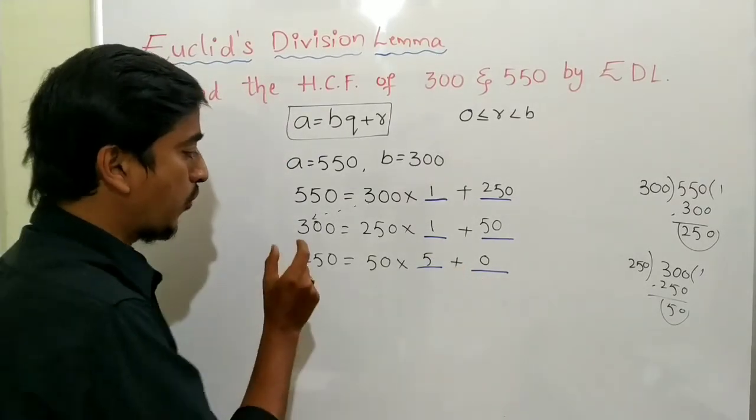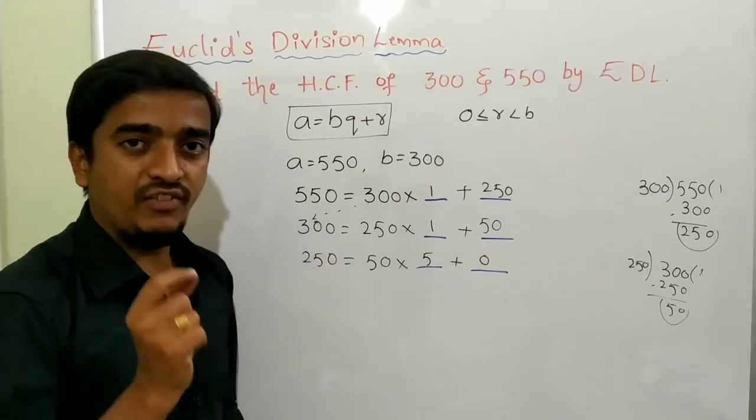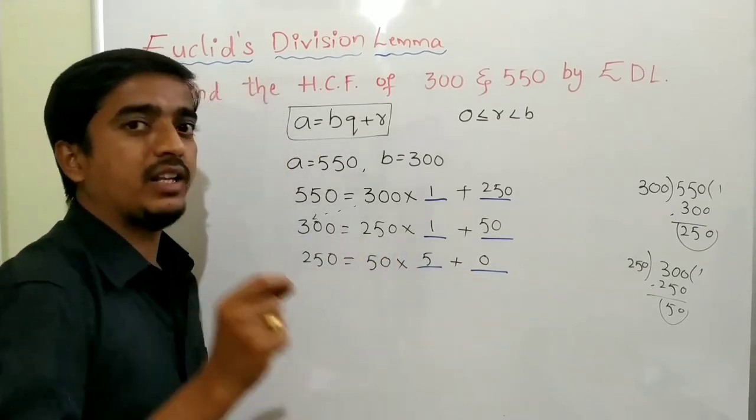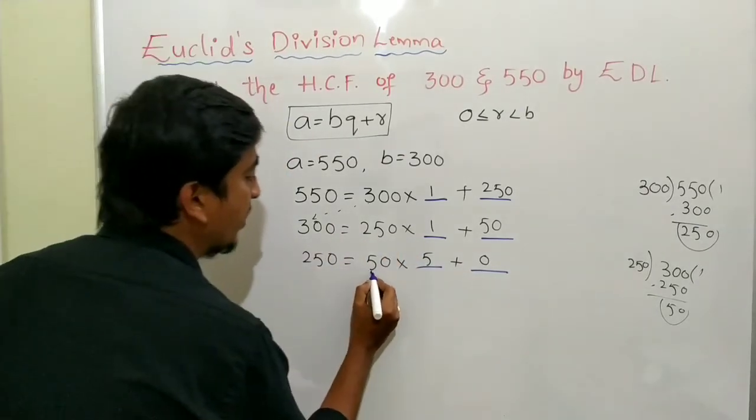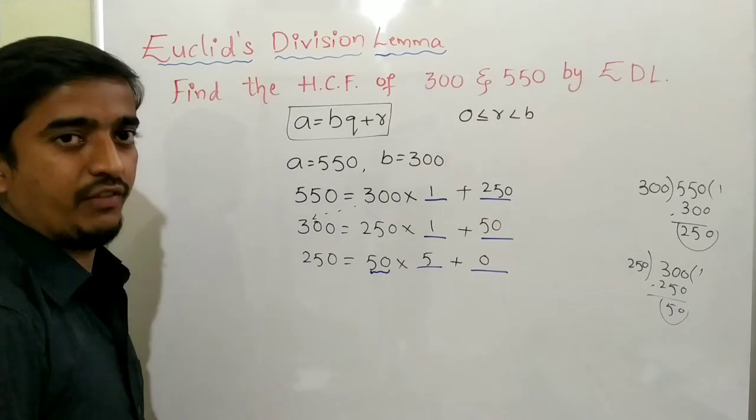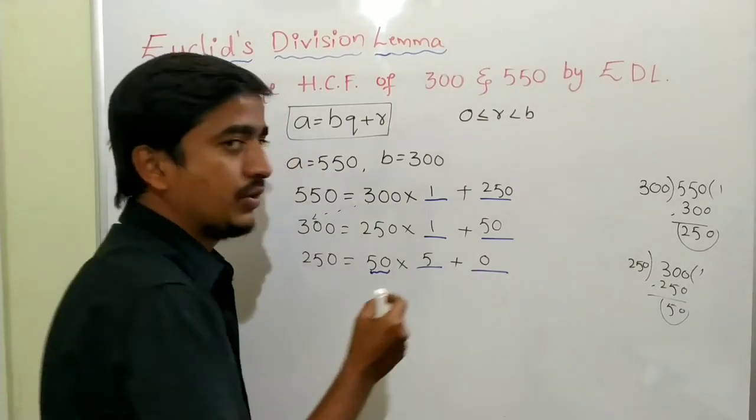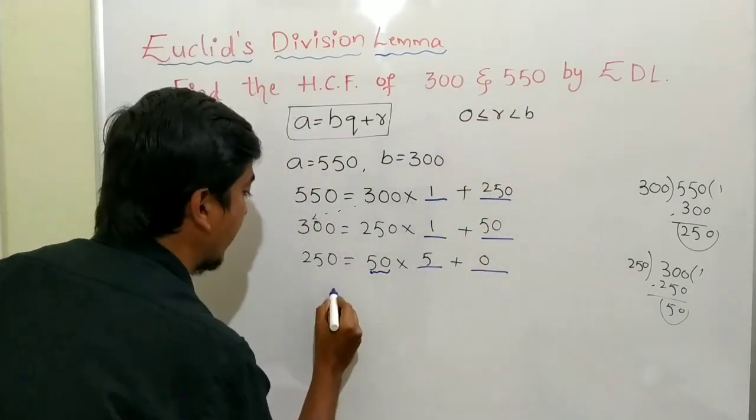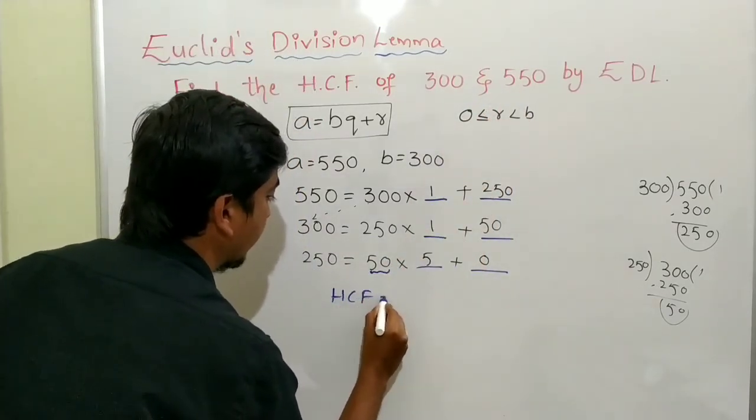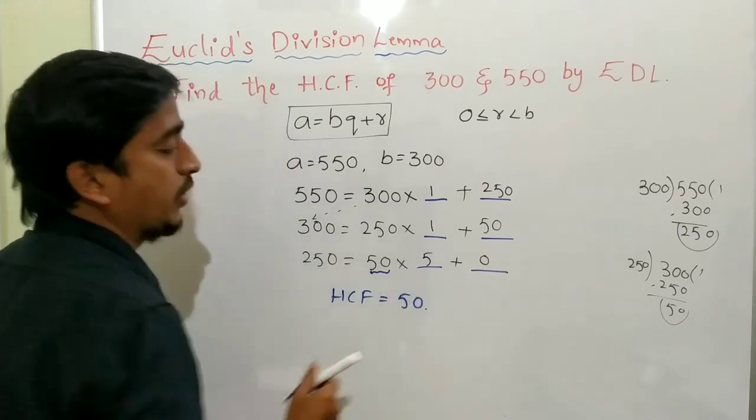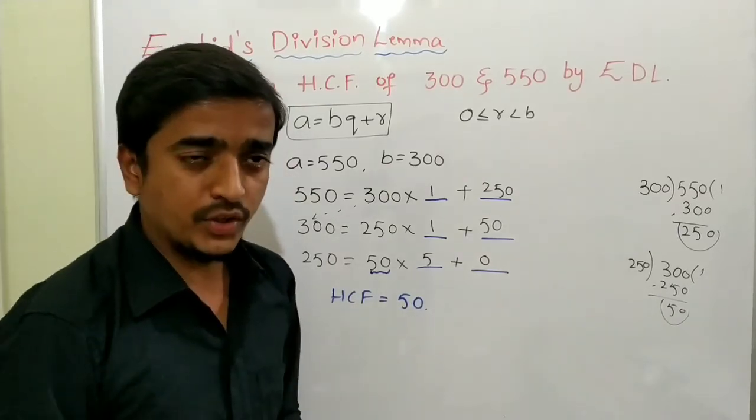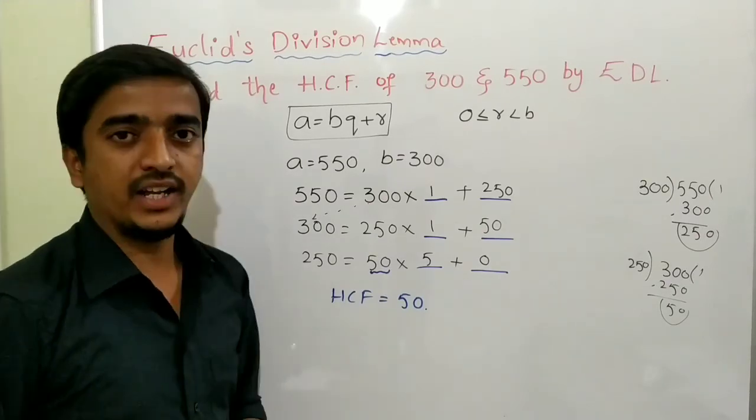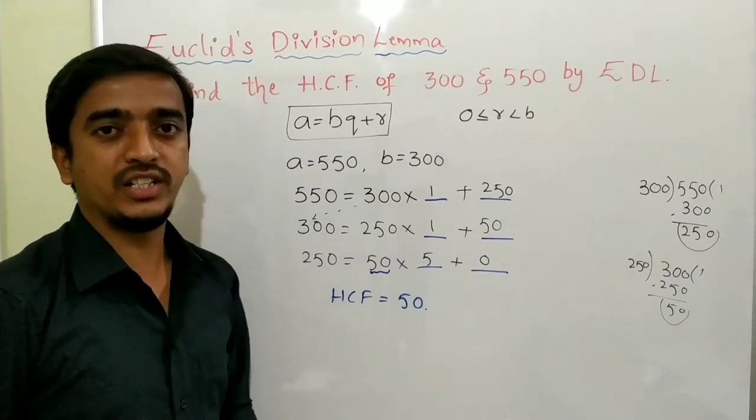Now to find the HCF, look at the divisor. At what divisor did we get the remainder 0? That divisor is the HCF. The divisor is 50, and at divisor 50 we got the remainder 0. So the HCF of 300 and 550 is 50. At whichever divisor the remainder becomes 0, that divisor is the HCF of the numbers. In this way, we can find the HCF by using Euclid's division lemma.